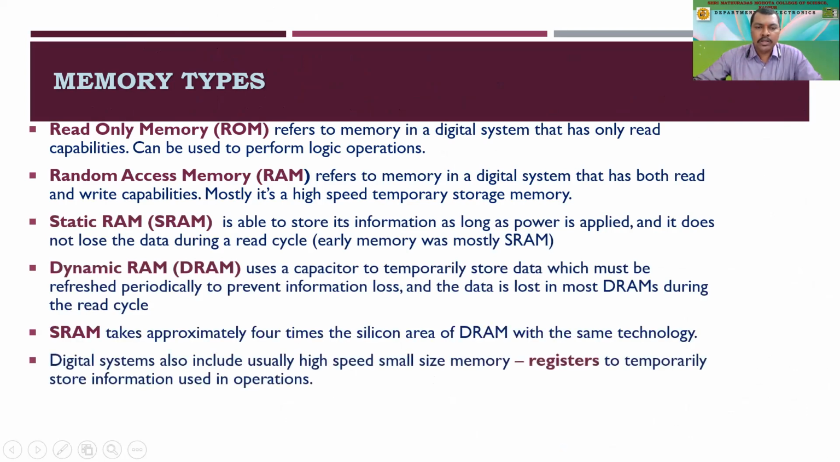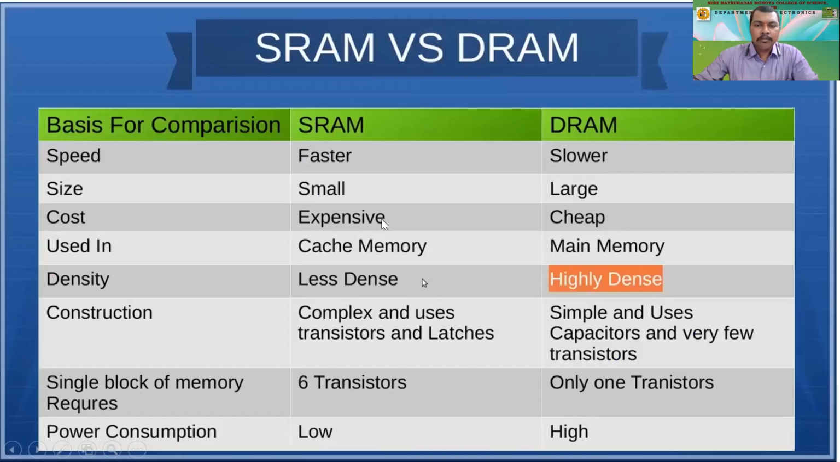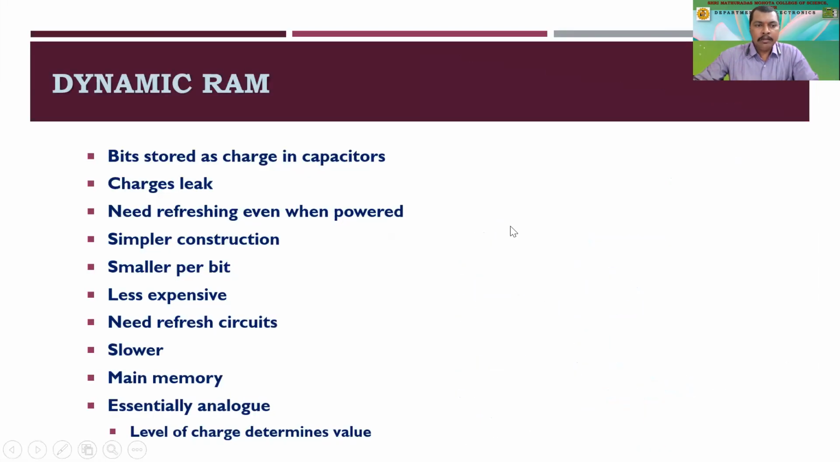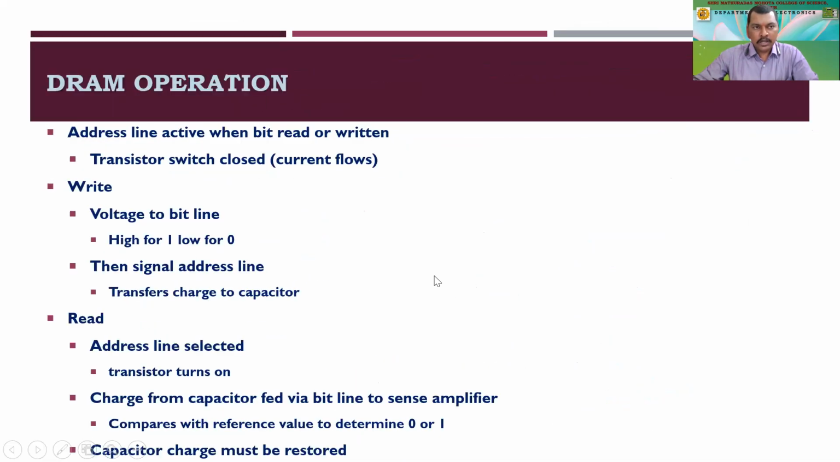SRAM takes approximately four times the silicon area of DRAM. I'm going to tell you, because DRAM consists of only one transistor and a capacitor, whereas static RAM consists of six transistors. This was the comparison between SRAM and DRAM. We have studied it yesterday. Then the characteristics of dynamic RAM, we have completed this too, and this is how the DRAM operates.